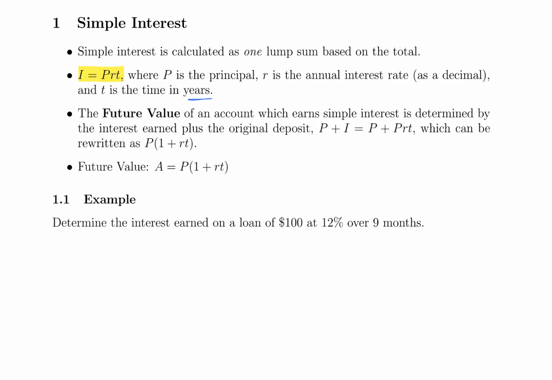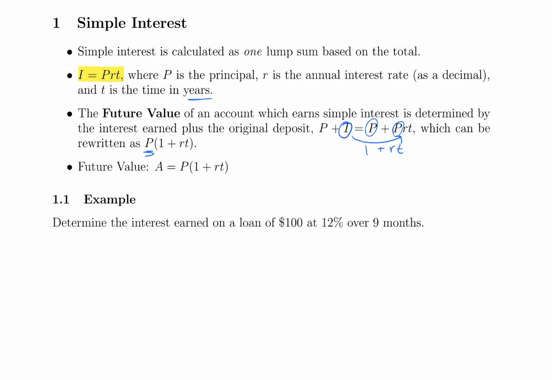And so if you have a time of months, you want to think of those months as a fraction of a year. The future value of an account is determined by taking the initial deposit plus the interest that you've earned. So that would be P plus I. Now, we have a formula for I, though. I is given by PRT. And so now we have an equation where both terms in our expression have a common factor of P. So if we factor out P, then we are left with 1 plus RT. And this is the formula that we typically use for future value.